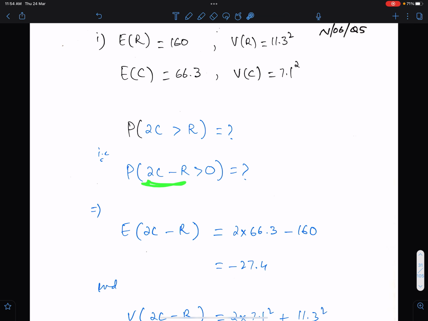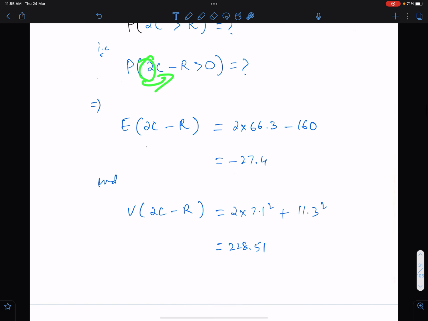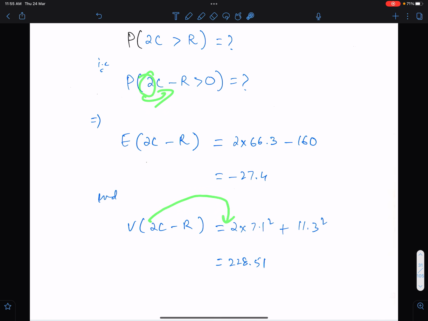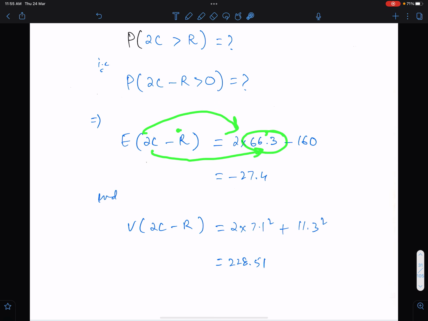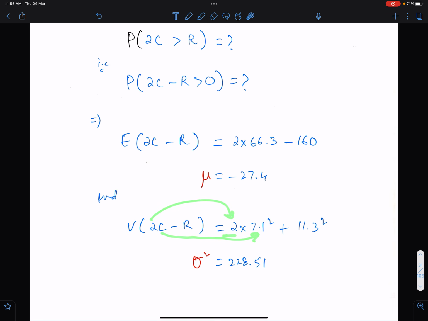Now first find the mean and variance of this equation. This 2 is not a multiple of this C, so in variance, don't square this 2. Copy this 2 as it is. In the mean, write this 2 here and multiply 2 with the mean of C, which is 66.3, and then minus R. So this is mu and this is sigma square. Copy 2 as it is and multiply this 2 with the variance of C, and then minus R means plus R, 11.3 squared, because variance is always positive.